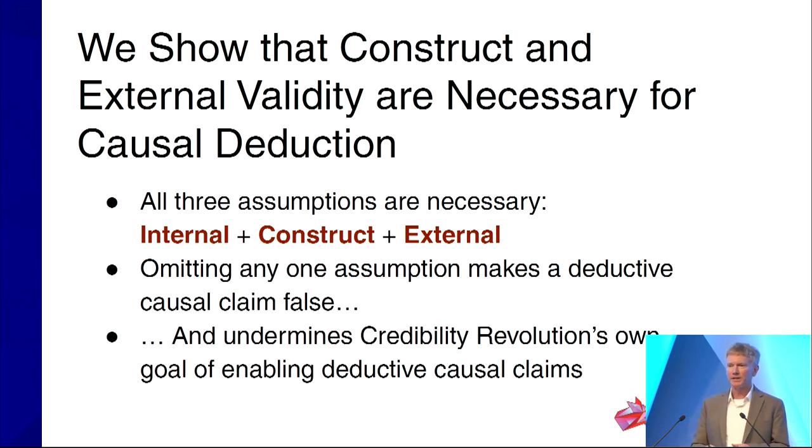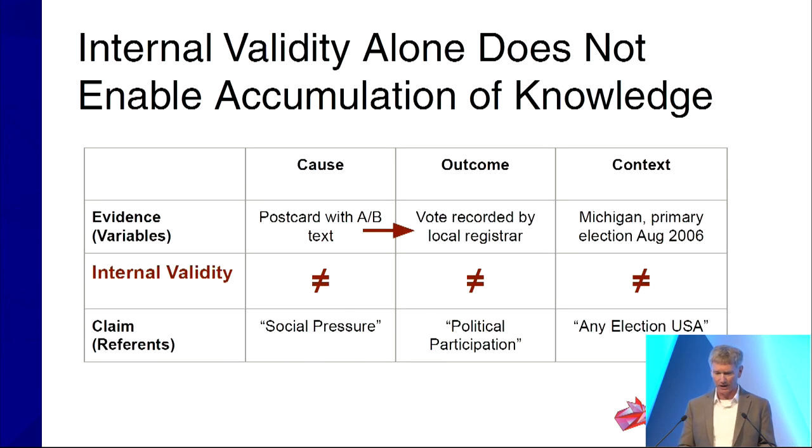Our argument is that in addition to that, construct and external validity are also necessary for preserving the deductiveness of a causal claim, and they're as necessary as an assumption of internal validity. Omitting any one of those assumptions makes the deductive claim false. And that in turn would undermine the goal of the credibility revolution to have this deductive understanding of causality.